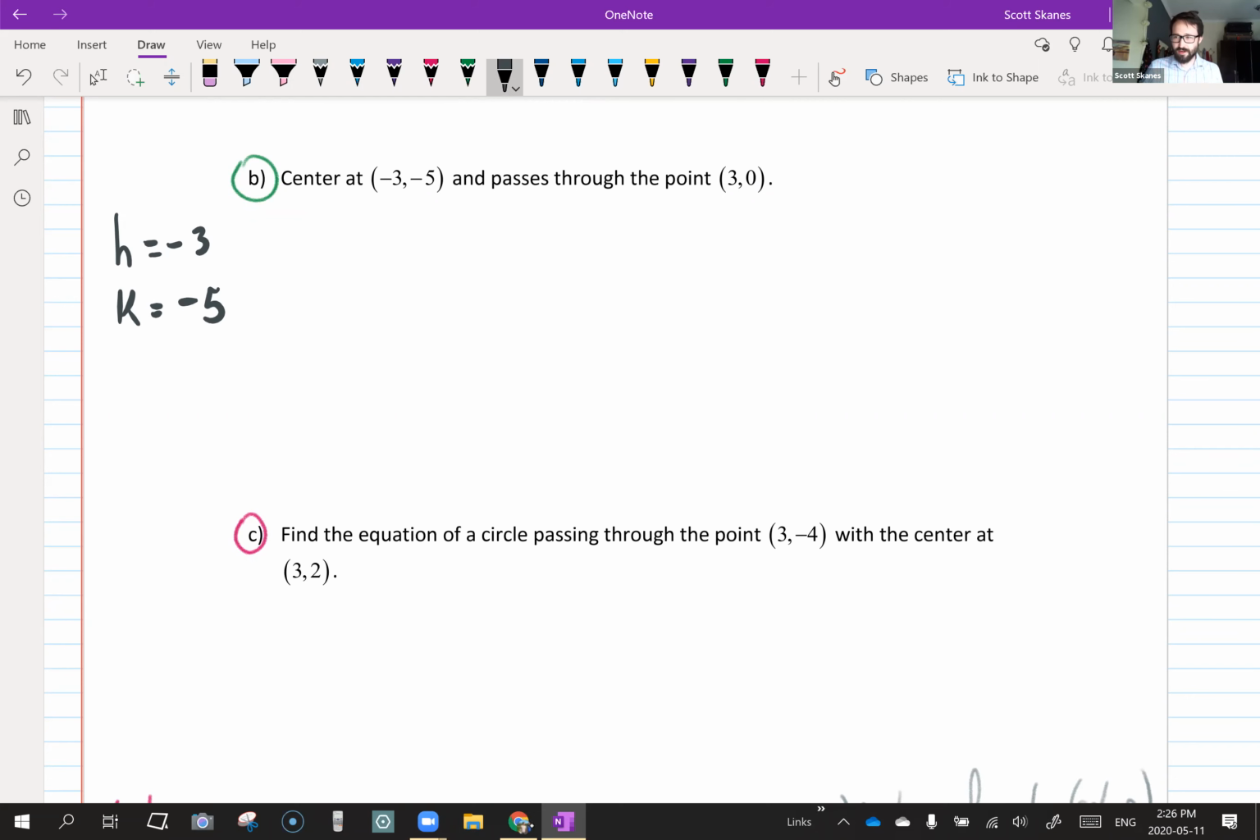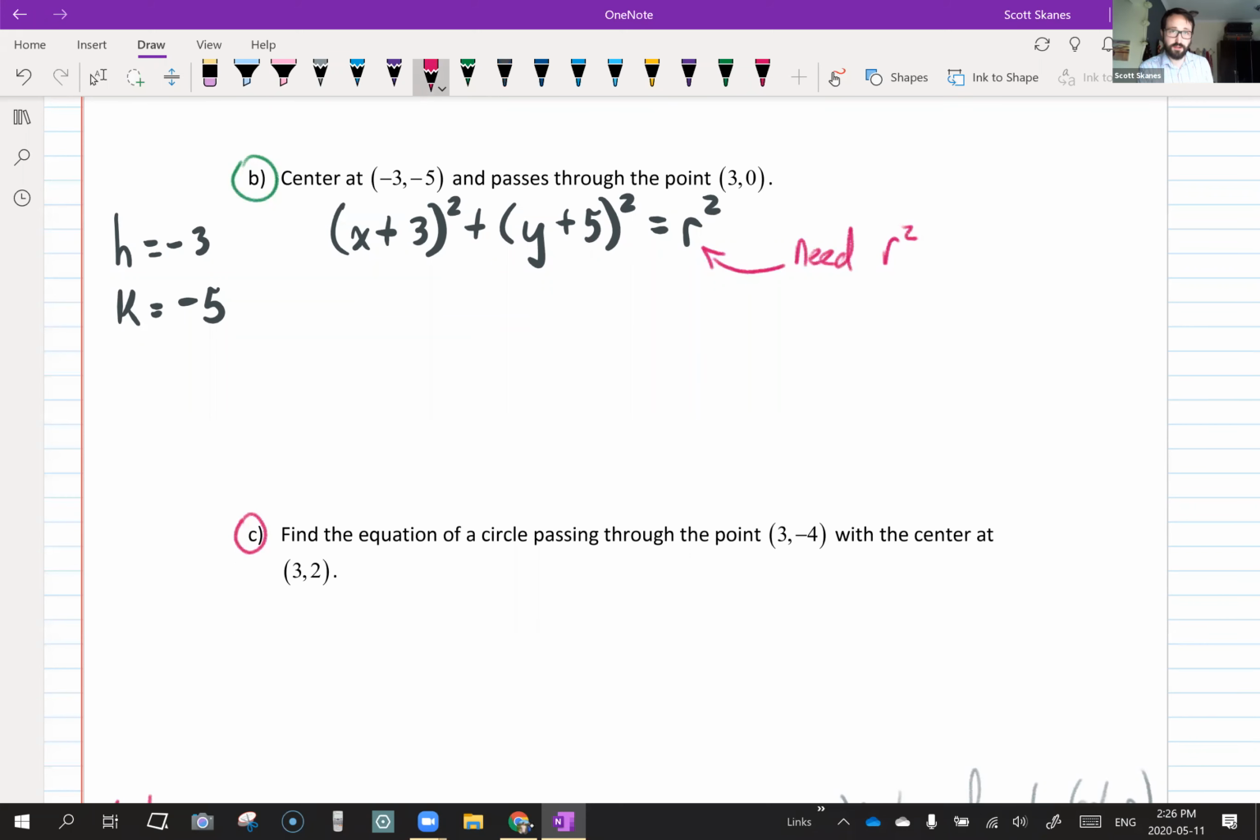I'm just looking at my notes. I made a couple notes before. Let's put out our general equation. Let's put down what we know so far. So we know that we can write x plus 3. We take the h, change the sign. We also know that it's y plus or minus something. In this case, it's plus 5. Square that. And then we need r squared. The problem is we don't have r squared. It's the only thing we don't have to complete this equation.